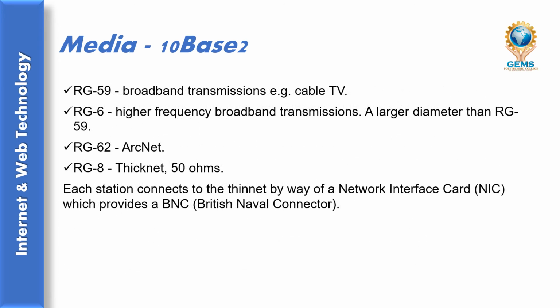And here, in 10Base2, the transmission cable can be RG59, which is only for cable TV purposes. You can see RG6 has higher frequency, no broadband transmission, and a larger diameter than RG59. Another cable that can be used is RG65 for ArcNet, and RG8 for thick net, 50 ohms. Each station connects to the thin net by way of a network interface card, which provides a British Naval Connector.